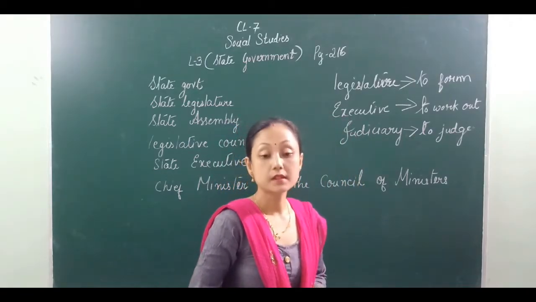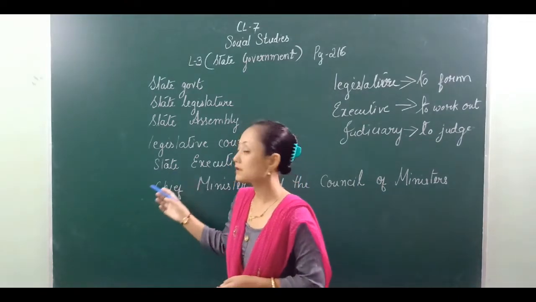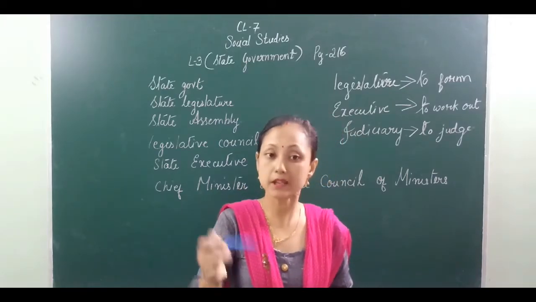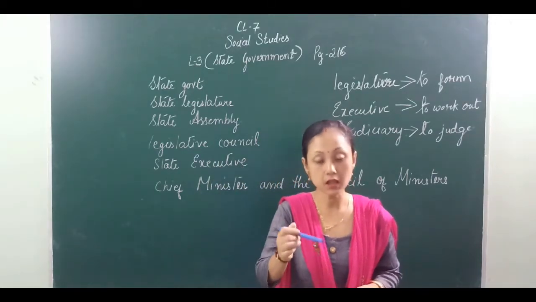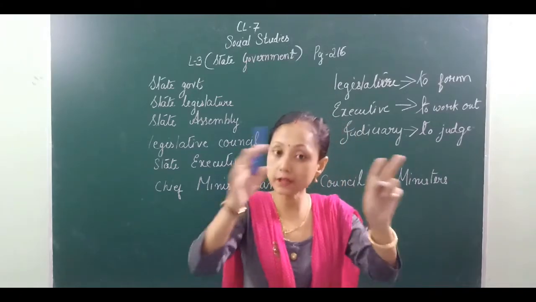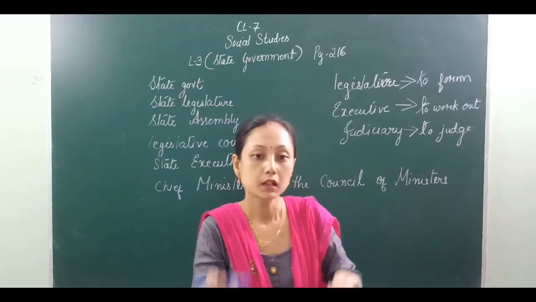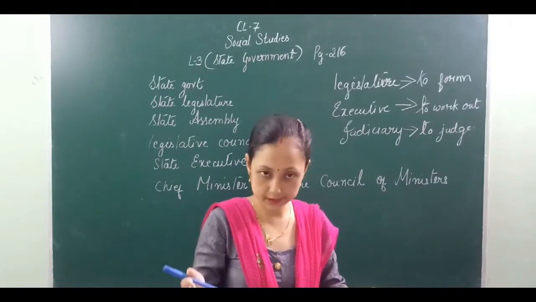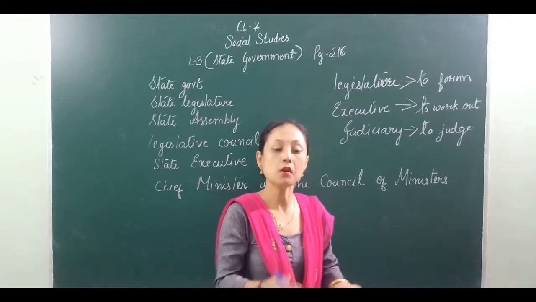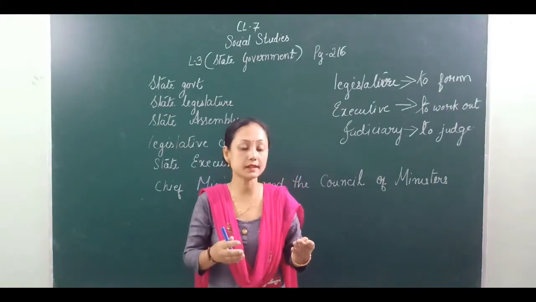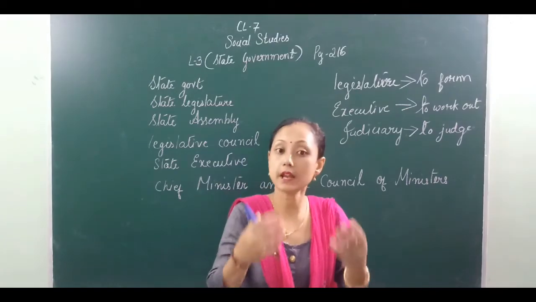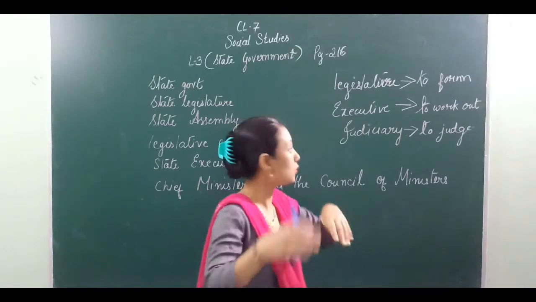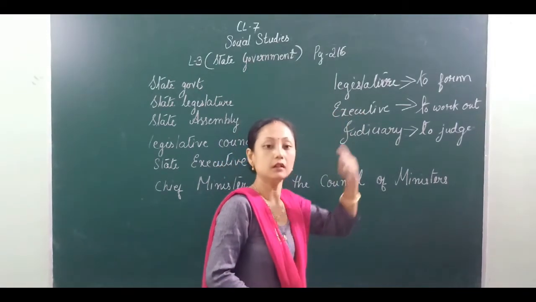Let's go to the state executive. What are the things that are being discussed in the state legislative assembly along with the legislative council has to be carried out within the state by someone. Yes, if they have a discussion and the work is not carried out, what is the use of having an assembly? Now, in order to work out what is being discussed in the assembly, we have the state executive, okay, who works out here. Executive means to work out what is being discussed in the legislature.